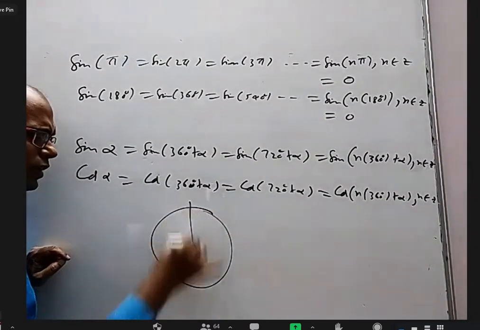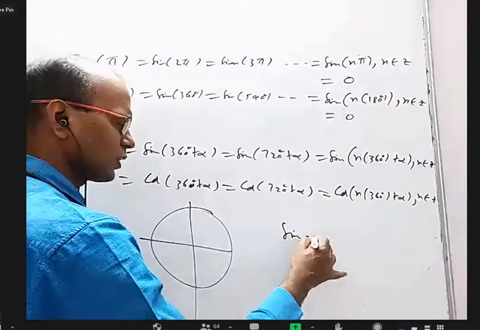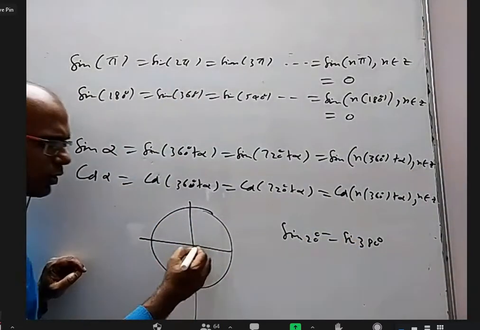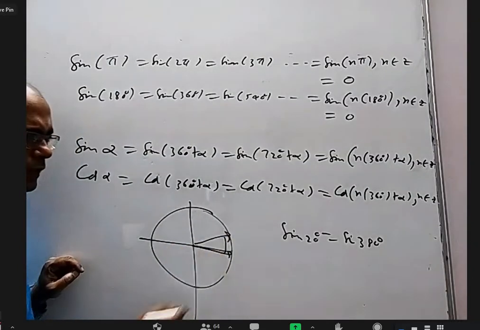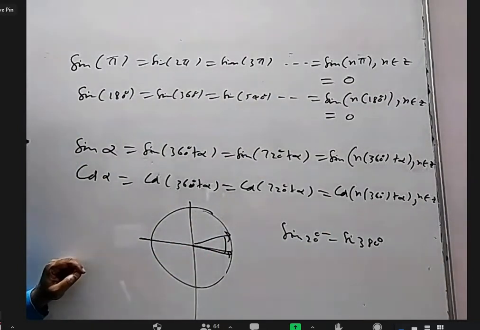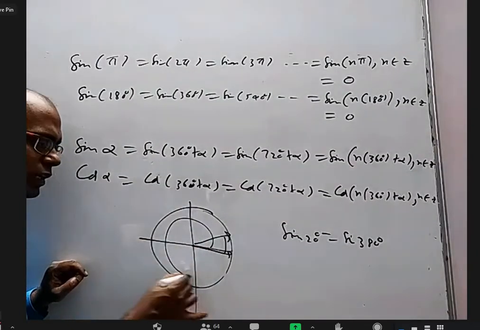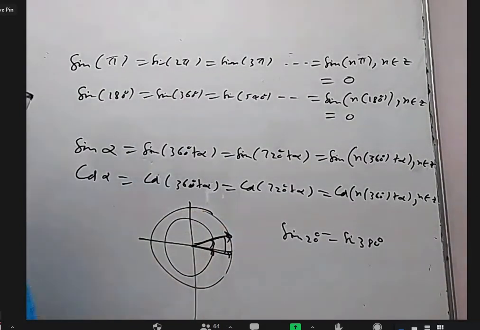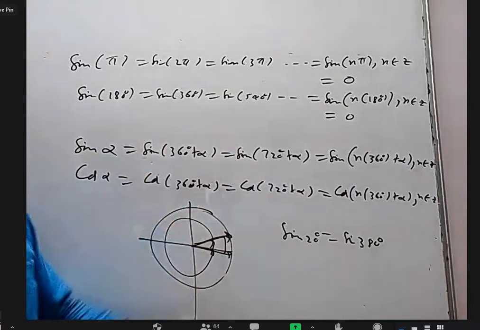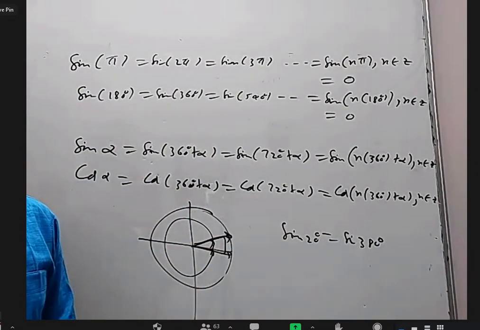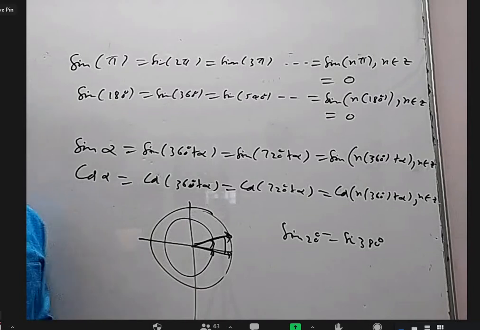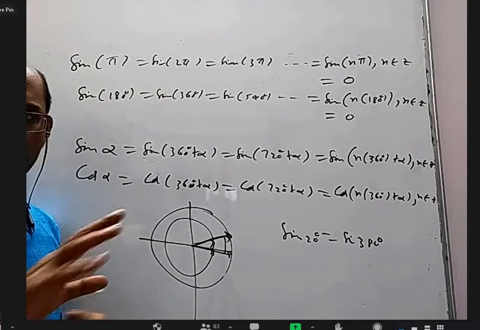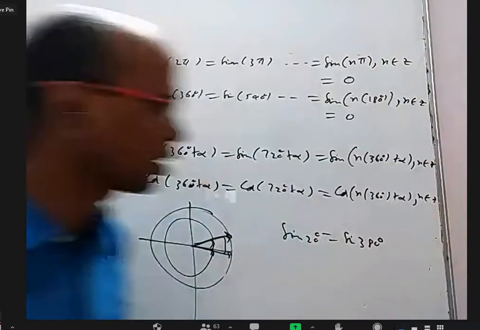If somebody asks you, is sine 20 degrees the same as sine 380 degrees? Yes, because 20 degrees means you will turn by 20 degrees. 380 degrees means you will complete one revolution of 360 and then turn 20 more. You will be at the same place, meaning the same x coordinate, same y coordinate, same sine, same cos, same tan. So you take any angle, keep on adding 360 or subtract 360, and the values of the trigonometric expressions are not going to change.